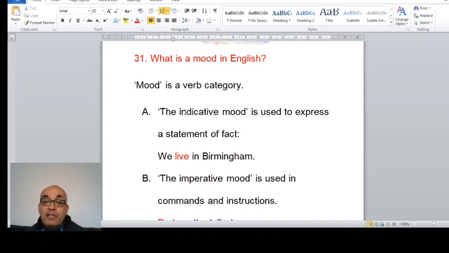We have the indicative mood. What does it mean? The indicative mood is used to express a statement of fact. So, we live in Birmingham. Live is present simple. It expresses a fact. So we call it the indicative mood. The category of this verb, the family of this verb, is a verb which expresses the indicative mood. What is indicative mood? It is an expression of a statement of fact.